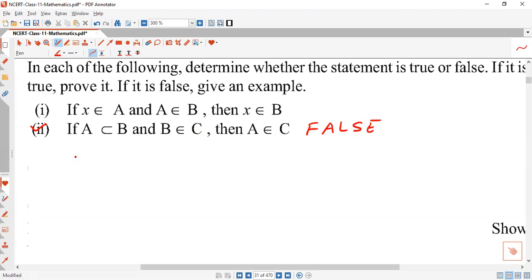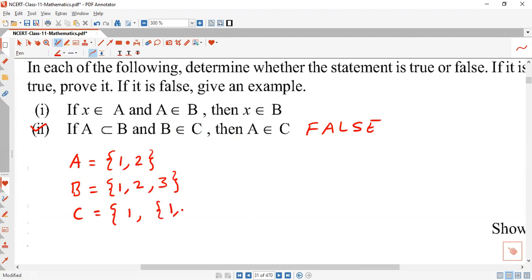So we write down the answer. Let's say, for example, A equal to, we keep the example 1, 2. Since A is a subset of B, B contains all the elements of A and some other elements. Now B is an element of C. We say C is a set, and I give some example values 1. This B is a member, so we give the 4.